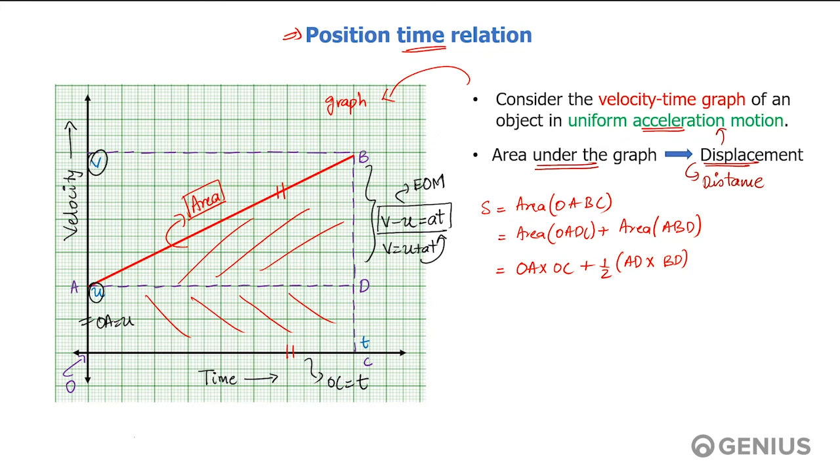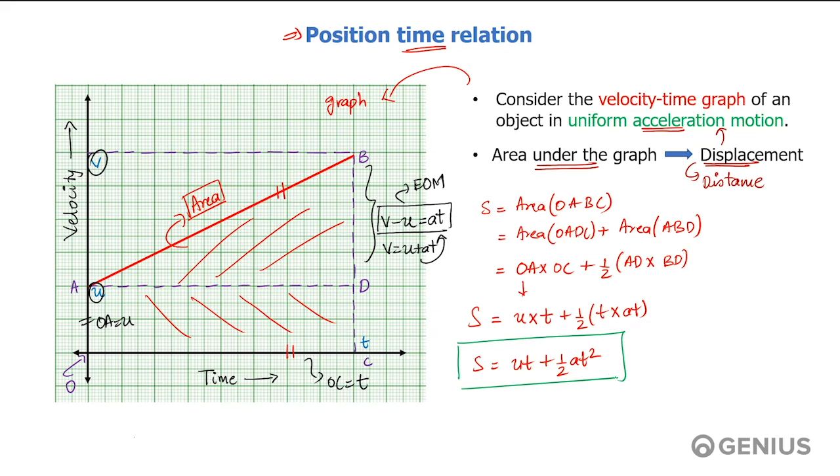Now let's substitute all of this and we get S is equal to OA which is u, OC which is t, plus half AD which is again t, multiplied by BD which is at. So S is equal to ut plus half at squared. Here we have again put a box around it, because this is an important equation. This equation is the position-time relation. It relates the position to the initial velocity, acceleration and time taken.